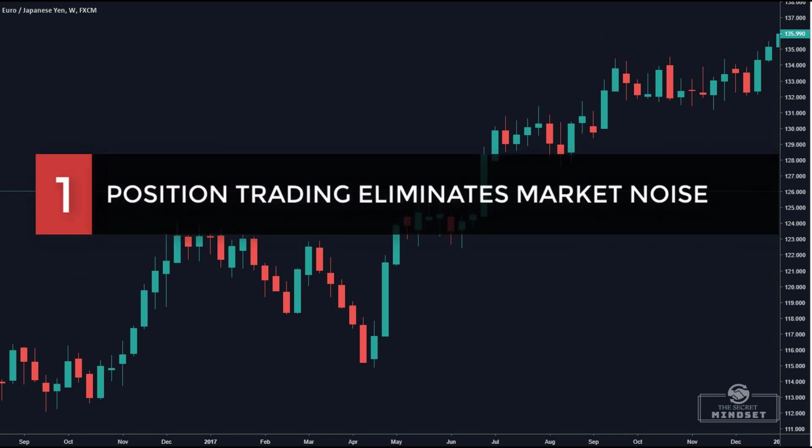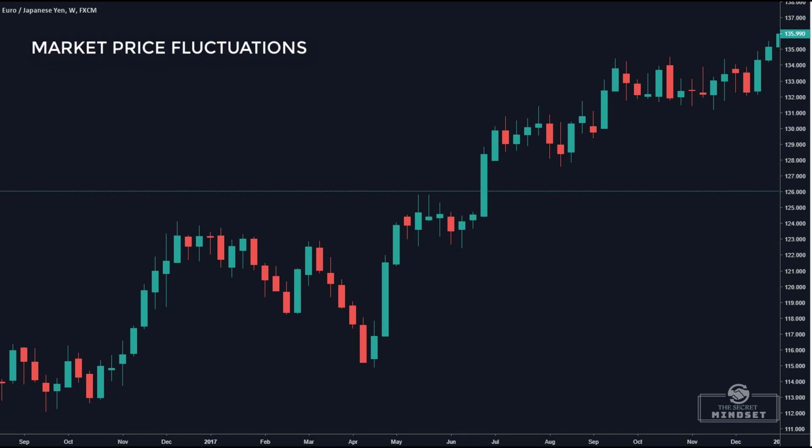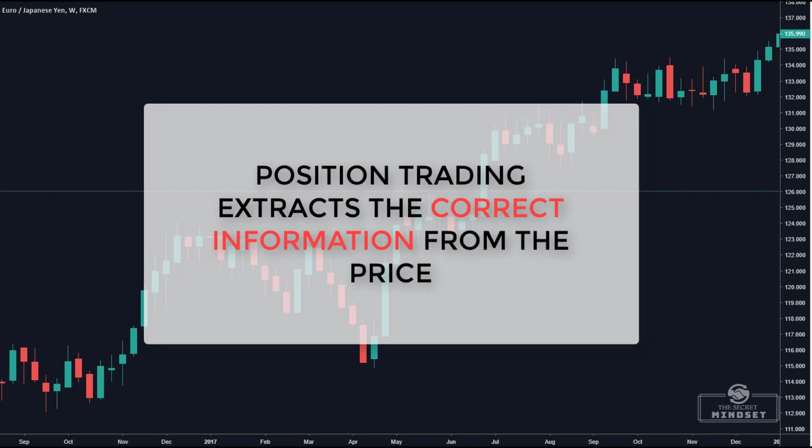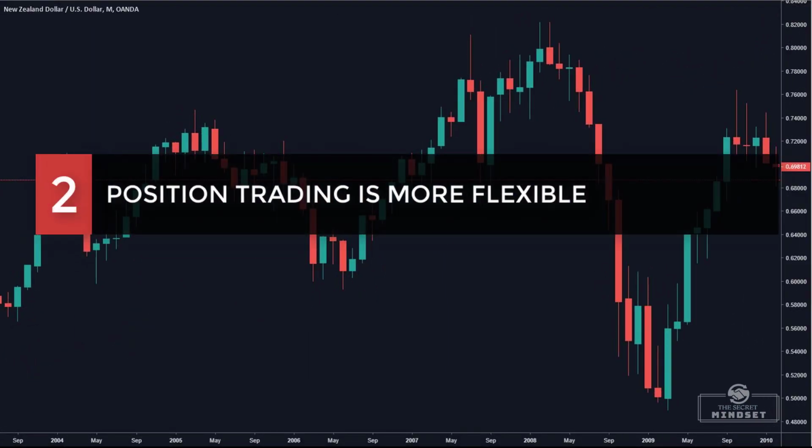The most important advantage of position trading is the fact that it eliminates market noise. Sometimes when trading on short-term time frames, you get caught up in the market price fluctuations, rumors, or constant monitoring of the market. That is market noise. Position trading on higher time frames will help you to remove the market noise and to extract the correct information from the price. Another advantage is the flexibility.